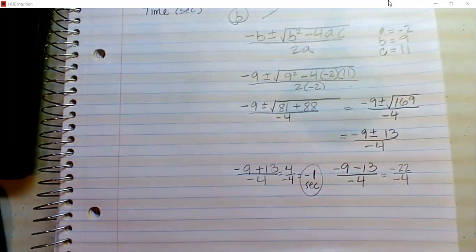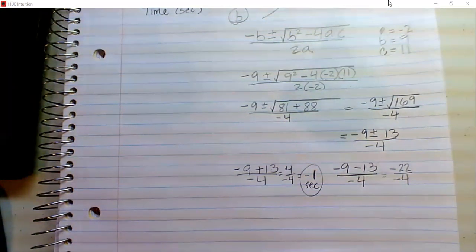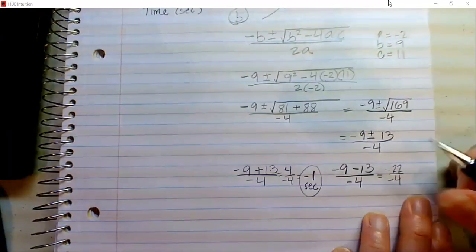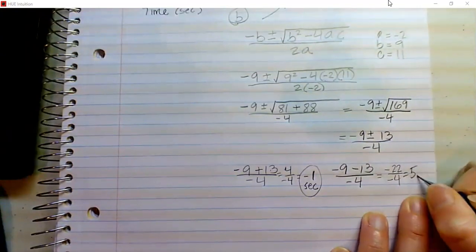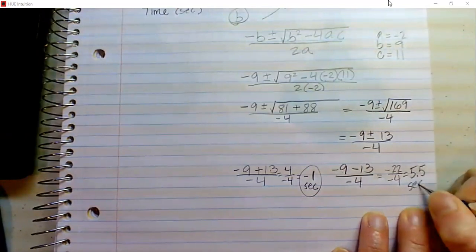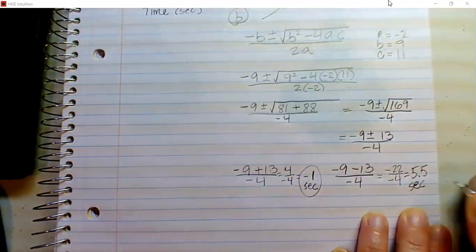-22 divided by -4 is going to give me +5.5. So that's 5.5 seconds. Okay. Let me read the question again.